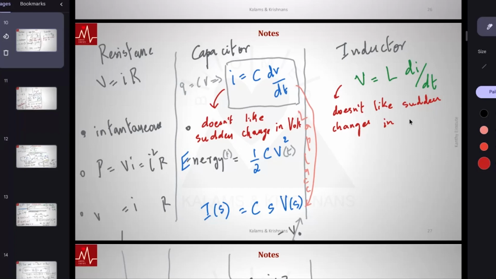So most of you actually knew the answer, but somehow couldn't answer, right? If the current suddenly changes, di by dt is infinite, so the voltage is infinite. In a physical circuit, that means an infinite potential drop at one place. Something is burning or something is fishy. So an inductor doesn't like sudden changes in current.